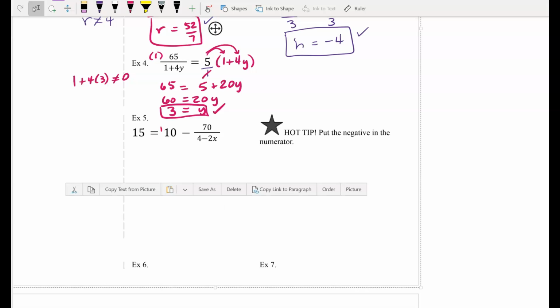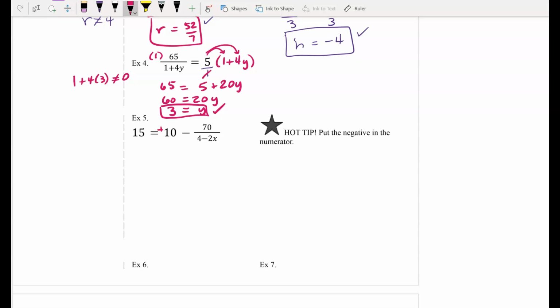Remember, this is a plus 10. It comes first, but it's just added to the fraction because it's a positive 10. To get rid of plus 10, we're going to subtract 10 from both sides. 15 minus 10 is 5. And then we're going to take this negative, and you can move it to the top or you can move it to the bottom, or you could even divide both sides by the negative. But the easiest thing to do is to take it into the numerator, not because it's the numerator, but because it's just a simple number up there. So we can call that negative 70 divided by 4 minus 2x.